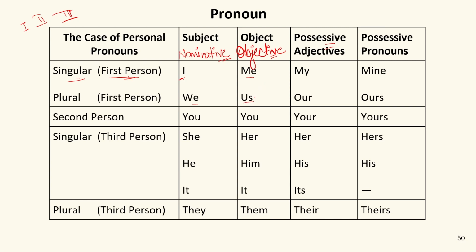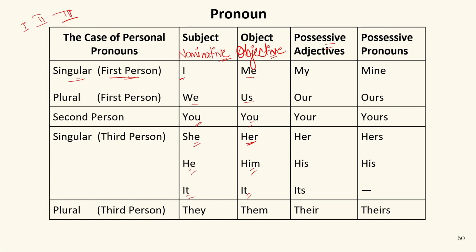For you, the objective case is you. The objective case of you is you only. Then third persons are he, she, it. For she, we use her as the objective case. For he, we use him as the objective case. And in the case of it, it remains the same. So it is used as an objective case.